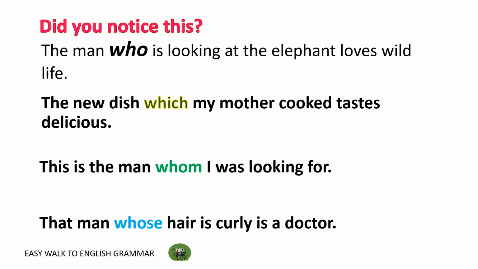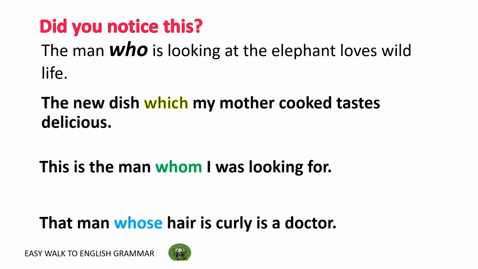In the second sentence, the new dish which my mother cooked tastes delicious. Here also we can see that the new dish comes immediately before the relative pronoun which. In other words, we can say which is placed immediately after the phrase the new dish, which it refers to. It cannot be placed anywhere else in the sentence. In the third and fourth sentences also we can see the same thing.